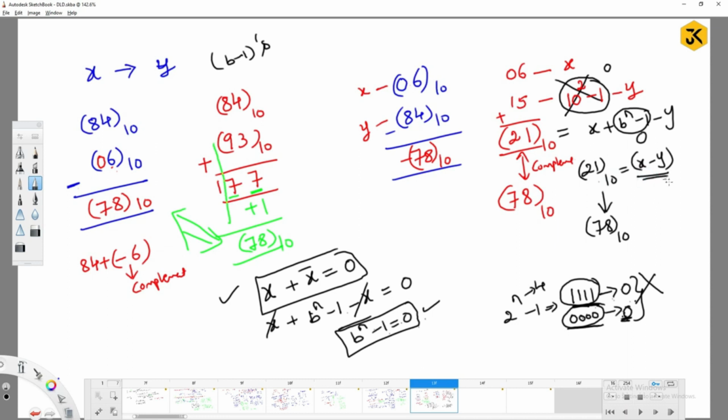78 base 10. If I find the complement of 21, what about the complement of x minus y? Opposite sign, right? That is minus of x minus y. So if I remove the minus here and move it to the right side, x minus y equals minus 78 base 10. So this logic you have to follow. Once you perform complementation, then again you have to append minus. So you are going to get minus 78 base 10.